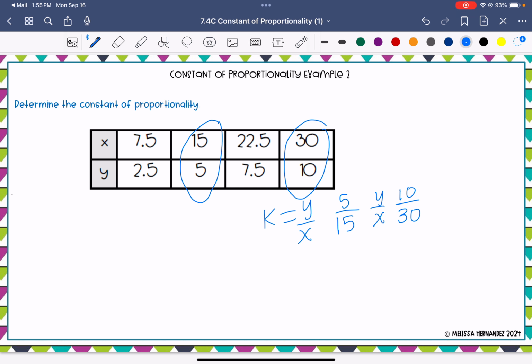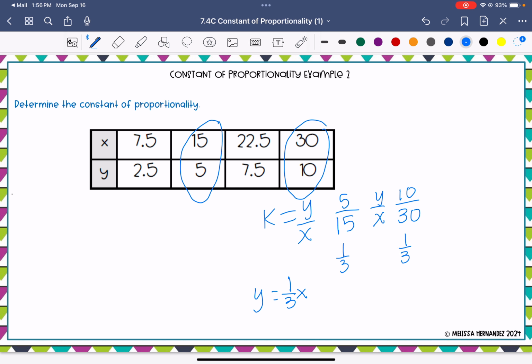Okay, so all you have to do is simplify. When you simplify 5 over 15, they're both divisible by 5. It simplifies to 1/3. So in other words, every time you multiply 1/3 with X, it should give you your Y value. If it doesn't work all the way through, there isn't a constant of proportionality. The next one is 10 over 30, which simplifies to 1/3.